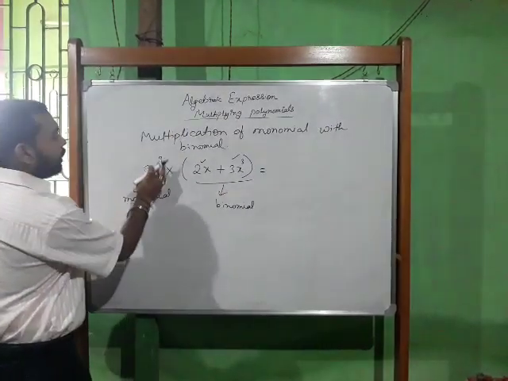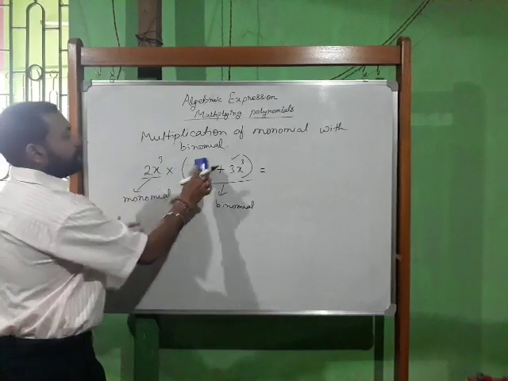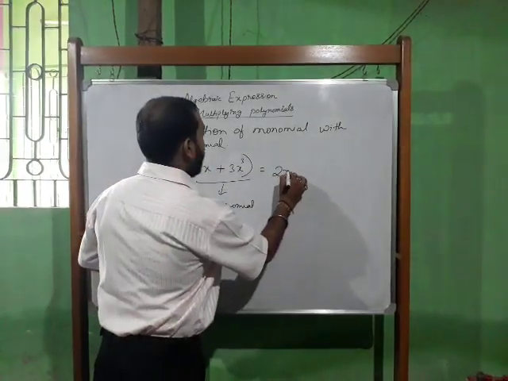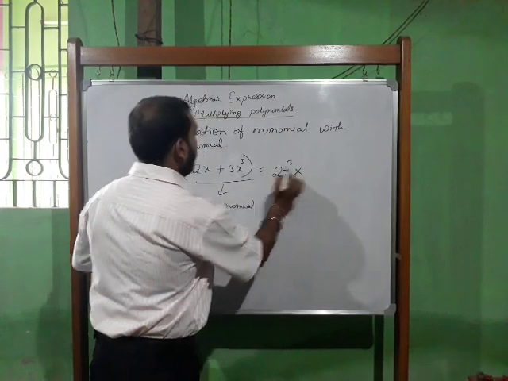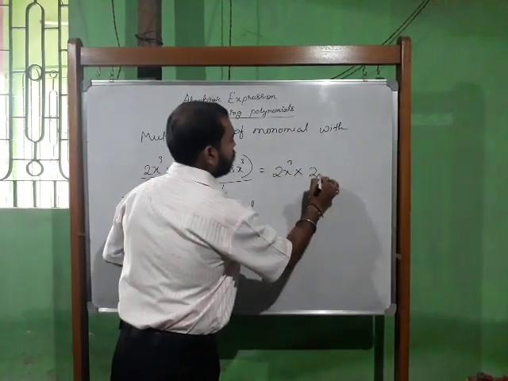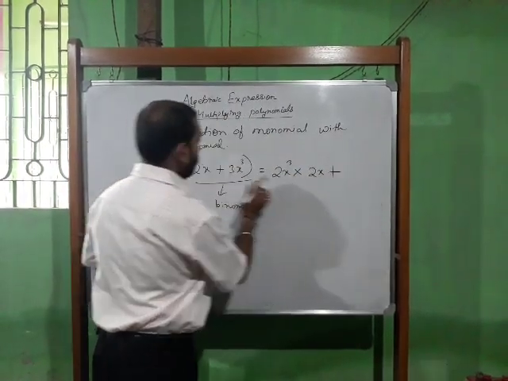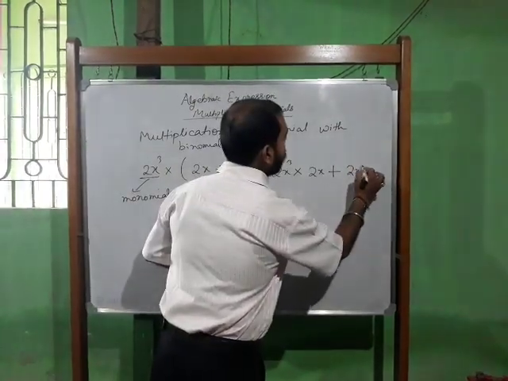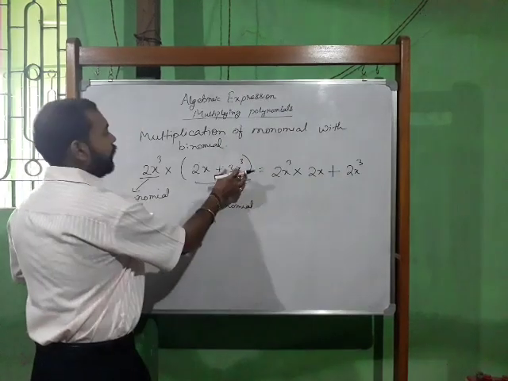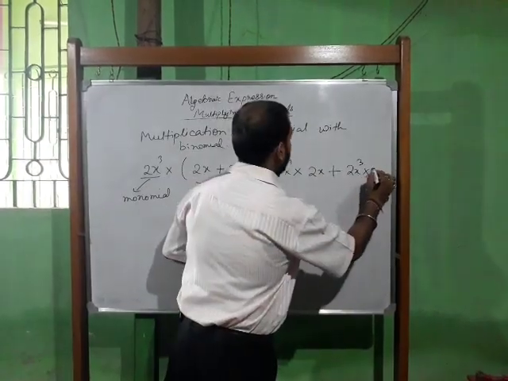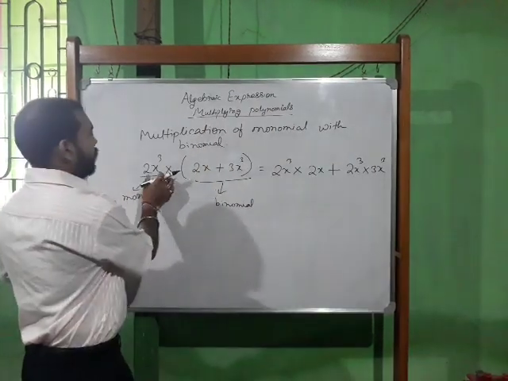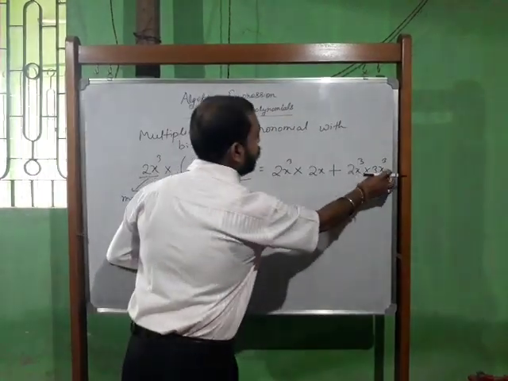So first, 2x cube will be multiplied with this 2x. Okay, so 2x cube multiplied with 2x, then you give a plus sign because the plus sign is here. Again, 2x cube multiplied with 3x square into 3x cube. So 2x cube multiplied with 3x cube.